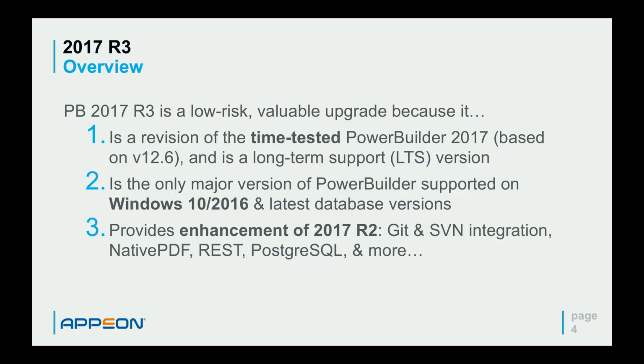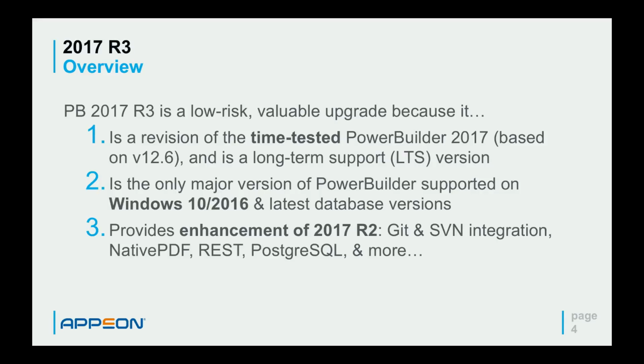R3 also provides enhancements of some great new features we introduced in R2 about 6 months ago. R2 had added support for Git and SVN through native APIs. It offered enhancements of the native PDF. It introduced a new REST and HTTP client with support for TLS 1.2 security, as well as a number of other expanded functionality compared to the traditional INET object. R2 also introduced support for PostgreSQL and a number of other great enhancements.